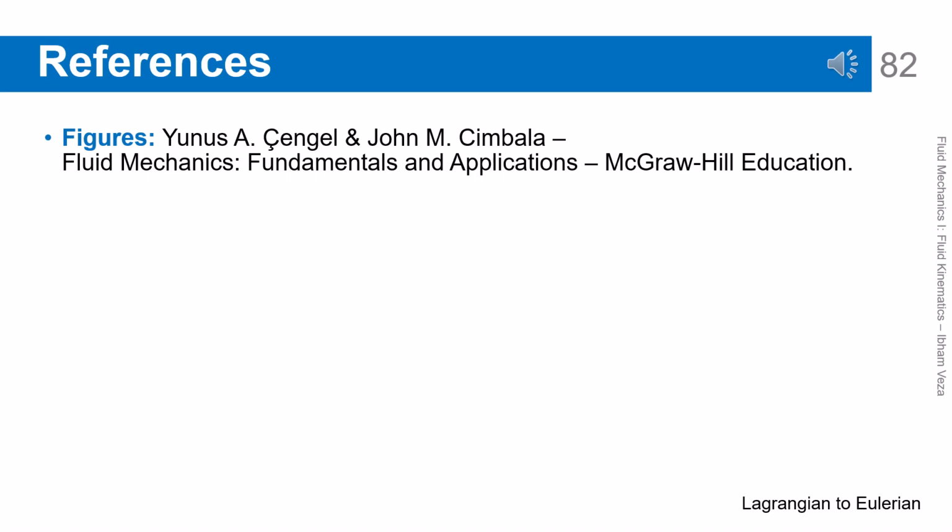References. This section lists the main source of figures and material, namely the book by Cengel and Cimbala. This reference is one of the standard textbooks in engineering fluid mechanics. By listing the reference, the clarity of scientific sources is maintained. This is also important for academic ethics and further reading. This chapter as a whole follows the framework and illustrations from that reference.